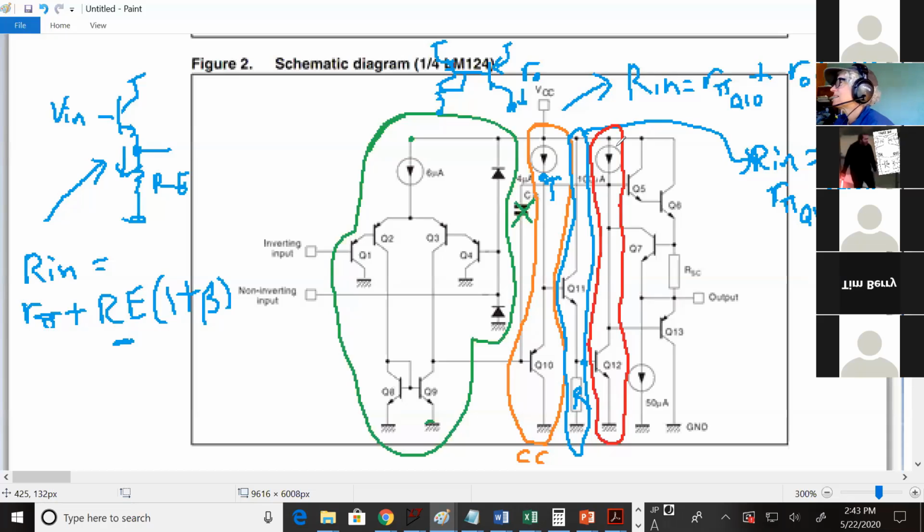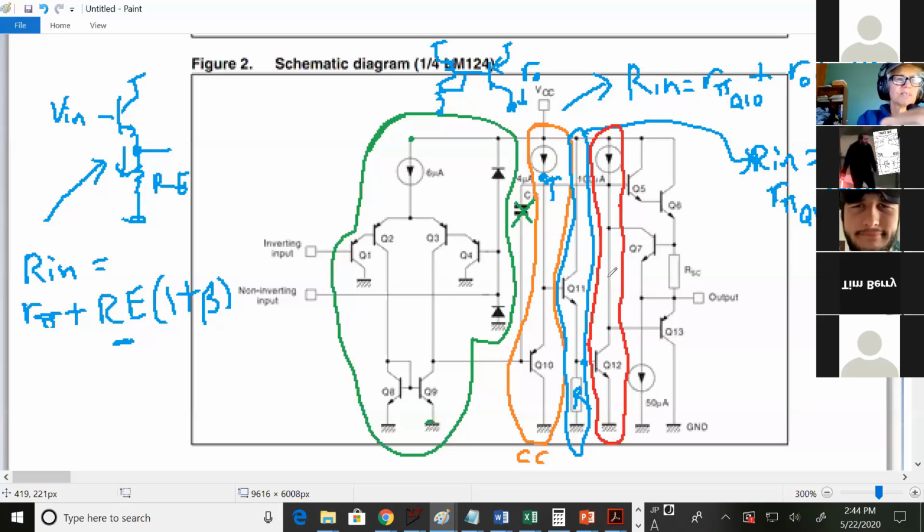Okay, and if you had to name a stage, what stage would that be? Gain stage. So we finally have a gain stage. So we've got input stage and then some muckety muck and then a gain stage. Okay.